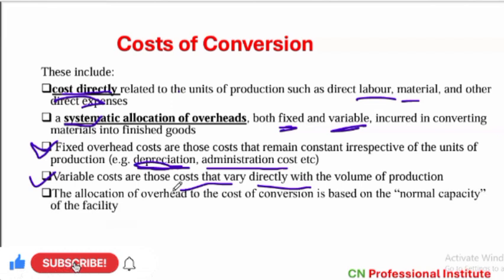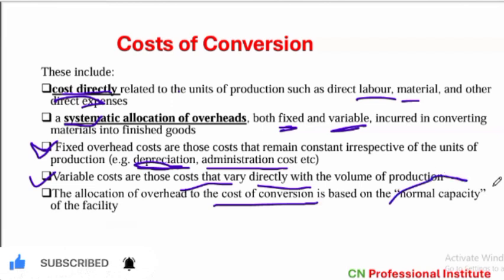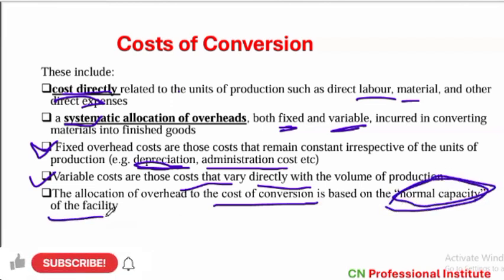And as I've explained, the allocation of overhead, right? So the cost of conversion is based on normal capacity here. I've explained that, based on normal capacity. So we don't use the actual capacity of the entity, but the normal capacity, right? So that's the cost of conversion. We add all our direct costs like direct labor, direct material, and direct expenses. We get the prime cost, and then an allocation of the overheads. We add it, and that becomes the production cost or cost of conversion, right?